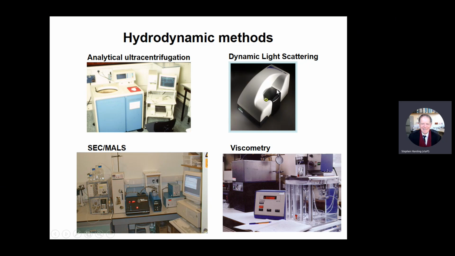Then there's dynamic light scattering, where we look at the fluctuations in intensity of light scattered caused by the motions of the molecules, and the motions of the molecules will be related to their size and conformation. This is another method of getting conformations, particularly of larger macromolecular assemblies.